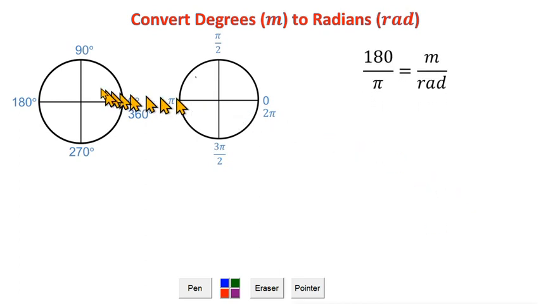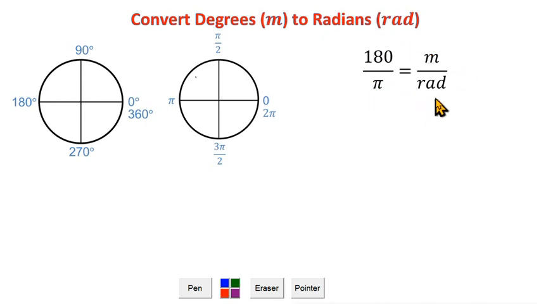If you look at this, we can actually create a proportion. 180 is related to pi as any other measure in degrees is related to radians. So basically we say, if we know that this fraction is true, then we know we can take any measure, and that's going to be divided by radians. This proportion will always be true.